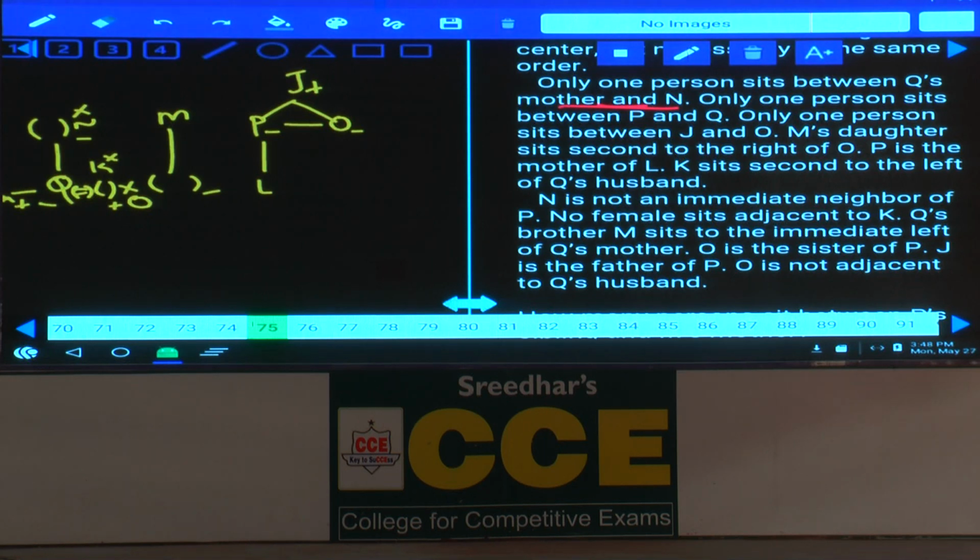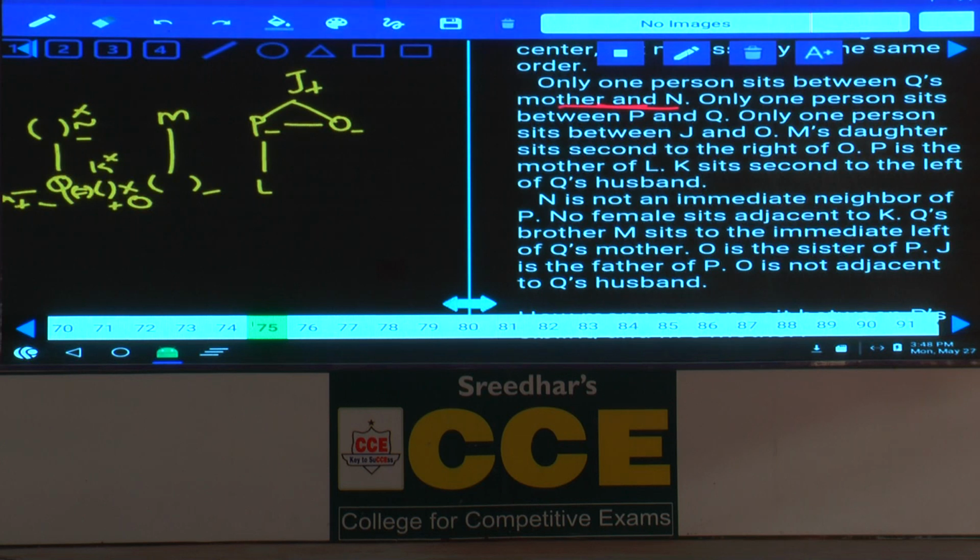Now Q and M. N is not an immediate neighbor. Q is a neighbor of P. No female sits adjacent to K. Q's brother M. Now Q is having a brother M. As Q is having a brother M, tell me where should this Q and M be?